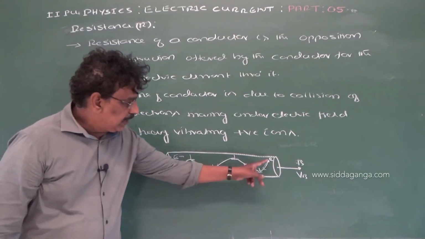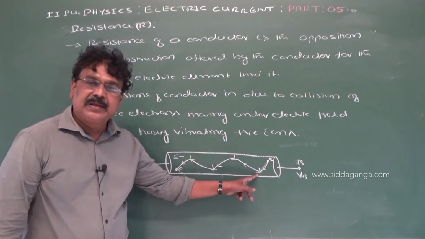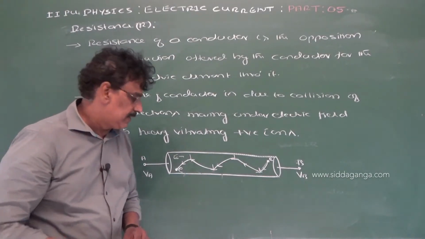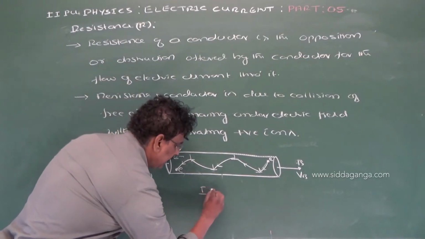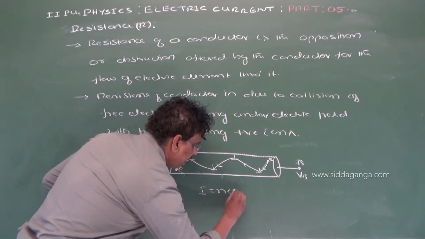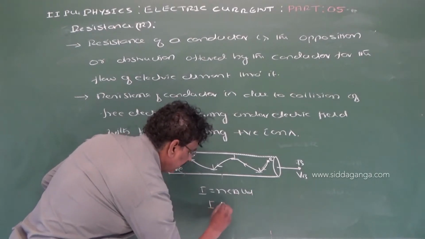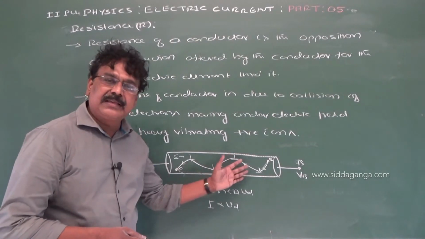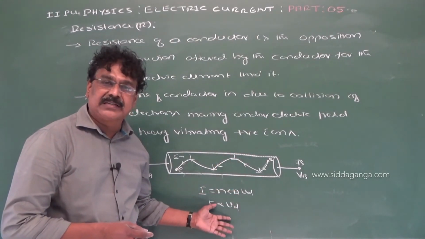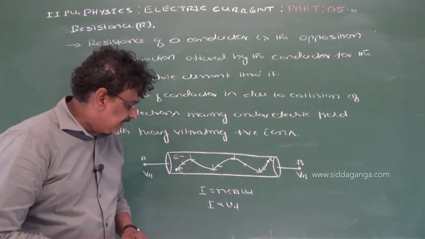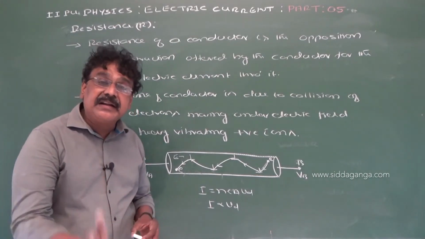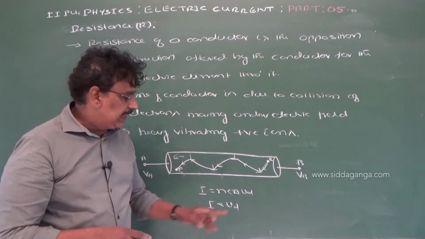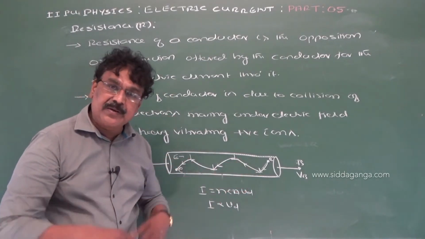So, due to this collision, the velocity of the electron decreases. Remember, I is equal to nAeVd, I is directly proportional to drift velocity. Due to collision, there is a decrease in the value of drift velocity. As drift velocity decreases, automatically current decreases. Current decreases means it is opposed by the conductor due to collision.